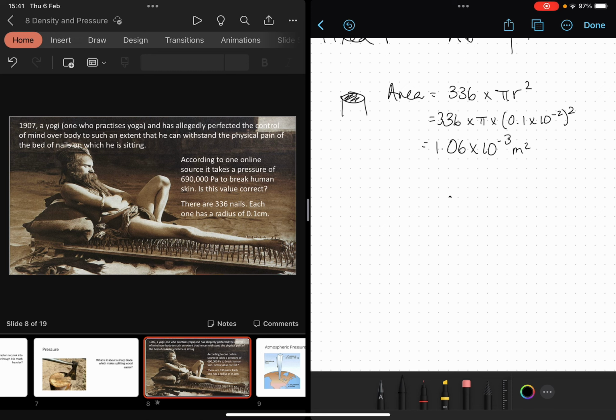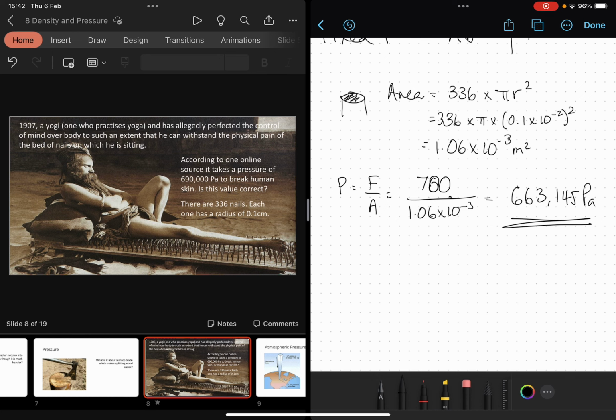So we need to know what the pressure is then acting on them. So that's force over area. So that's the weight of that person. I don't know, typical person, 70 odd kilograms. g is roughly 10, isn't it? So we multiply mass by about 10. So let's say that this person's got a weight of 700 newtons and it's being shared out over this area. And when we calculate that, we get 663,145 pascals. Okay, that is the pressure acting on the skin of our yogi.